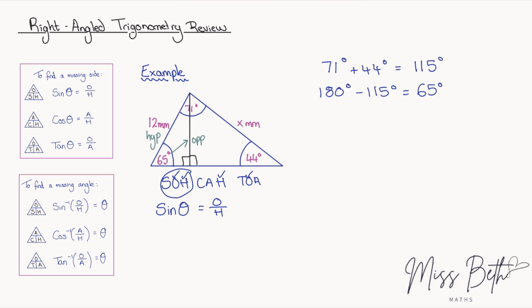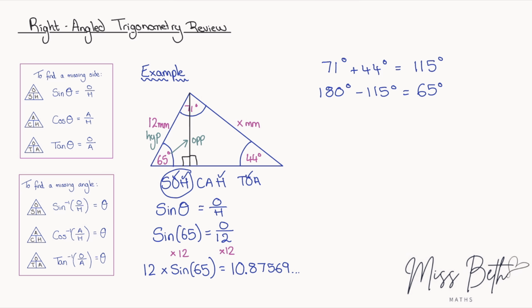So let me fill in what I know. I have sine of 65 is equal to the opposite over 12. Okay, I'm going to multiply both sides by 12. So we have 12 multiplied by sine 65. That's going to give my opposite. So just put that into your calculator. So my opposite is going to be 10.87569, and it does keep going.